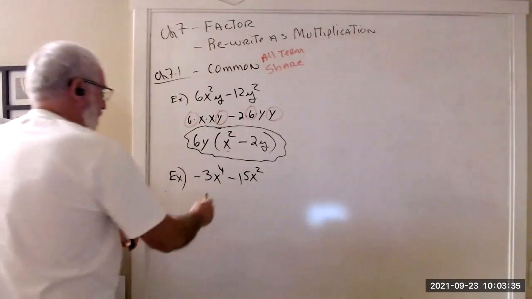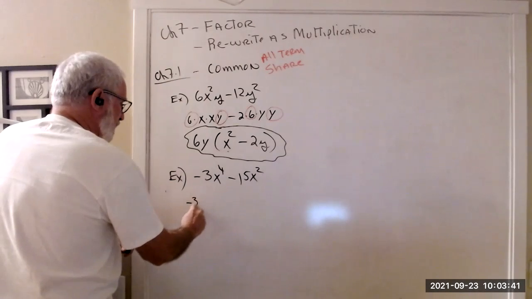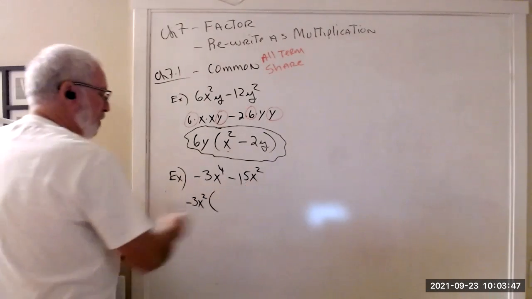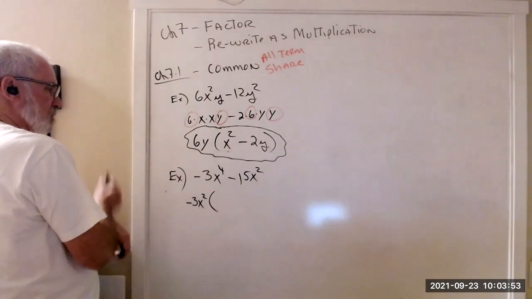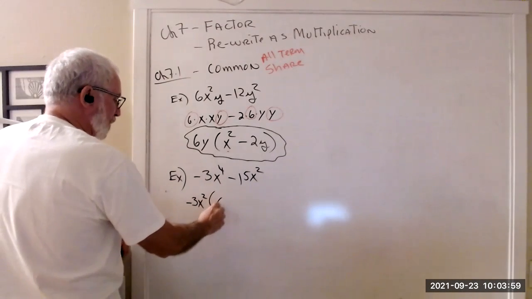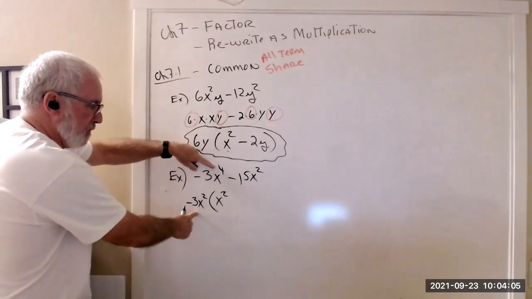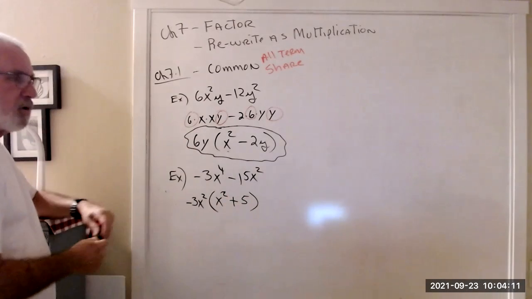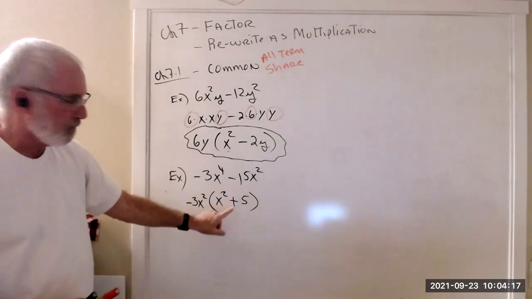So, I'm just going to say that I can take out a negative 3x to the second. Negative 3 goes into both of these, and there's an x to the second inside of both of these. Okay. If I do that, remember, if I divide, this becomes positive x to the second, because you had x to the fourth, you took out 2 of them. And this becomes a plus 5. Keep in mind, negative 15 divided by negative 3 is a positive 5.